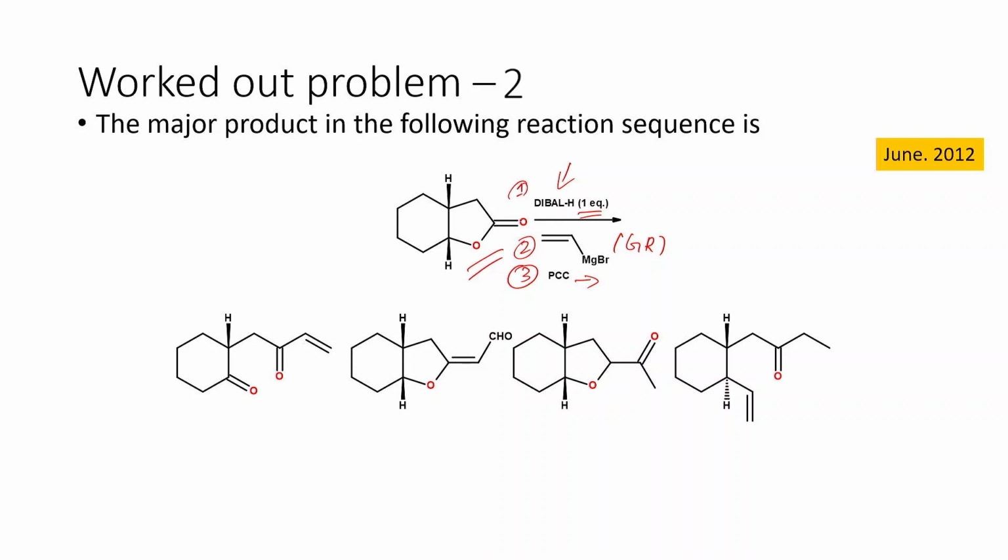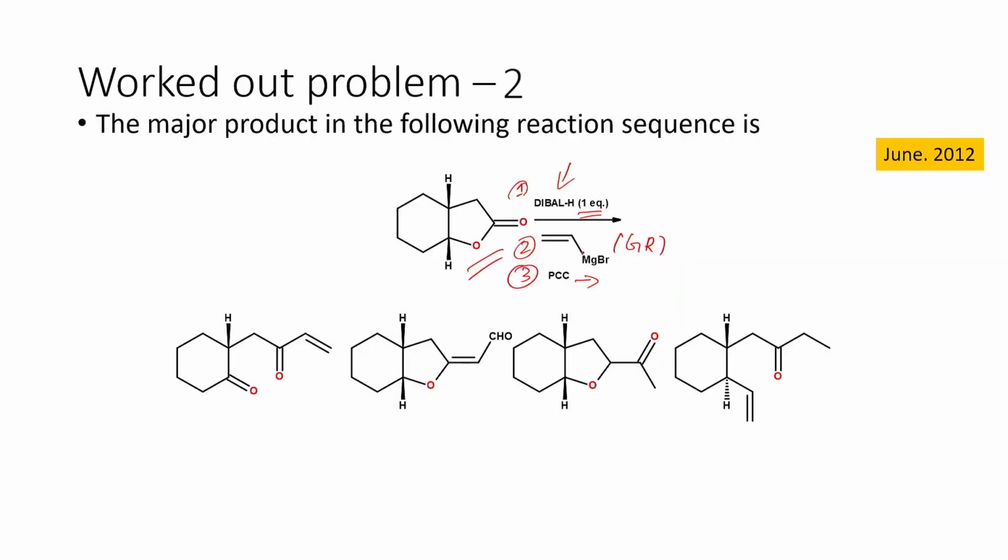So when we carry out a reduction on the lactone in the presence of DIBAL-H, DIBAL-H generally reduces esters. If we use 2 equivalents, we end up with an alcohol. If we use 1 equivalent, we end up with an aldehyde. So this is the normal ester reduction. But when we reduce a cyclic ester, that is a lactone, we end up with a lactol as the product, and the lactol can actually undergo Grignard reaction with the Grignard reagent.